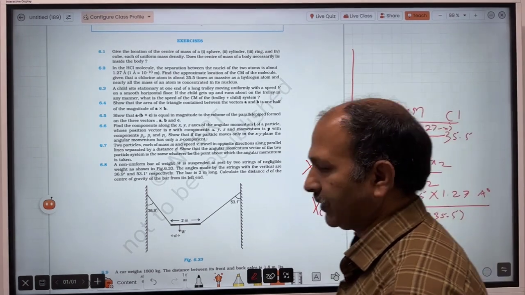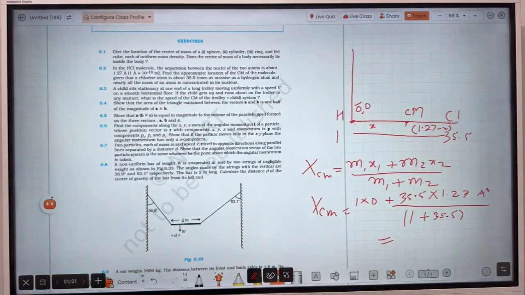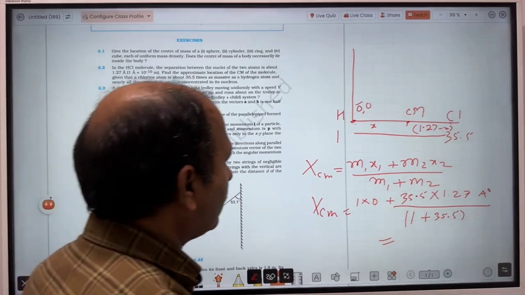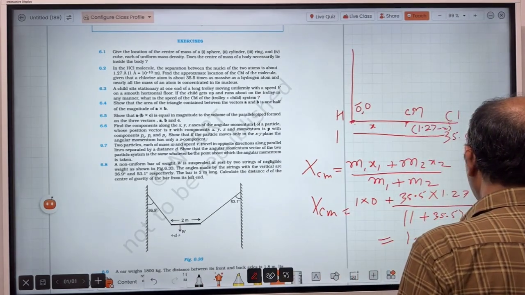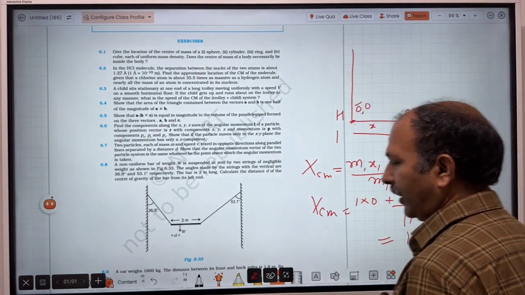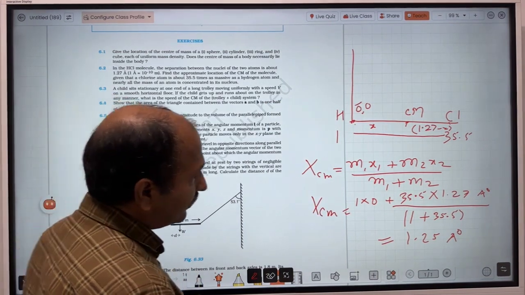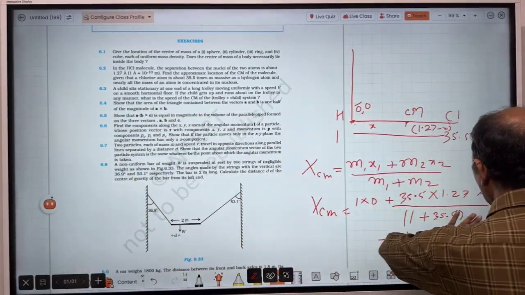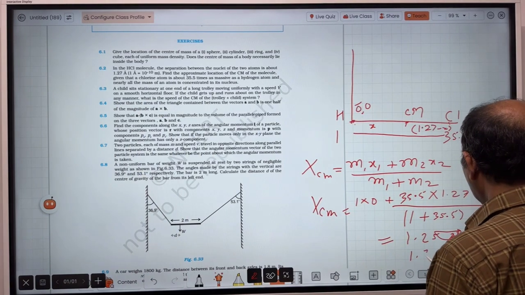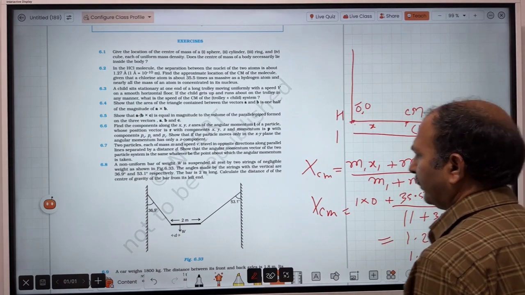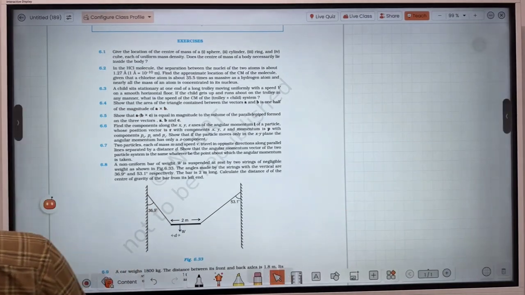Now, if you evaluate it, what do you get? Try. You will get 1.25 angstrom, almost 1.235. It should be 1.235 angstrom. Just check the evaluation.